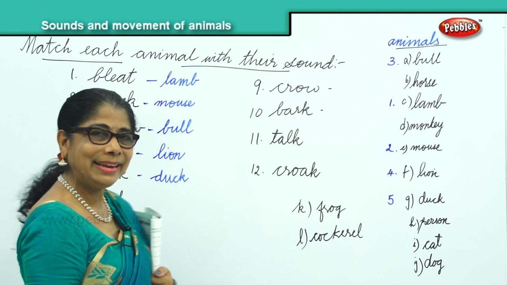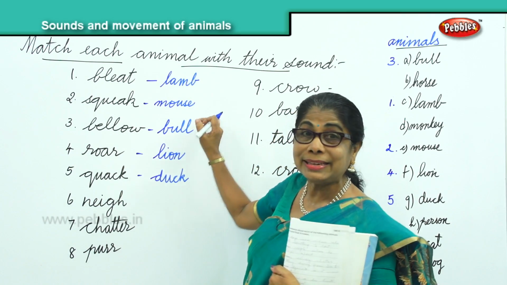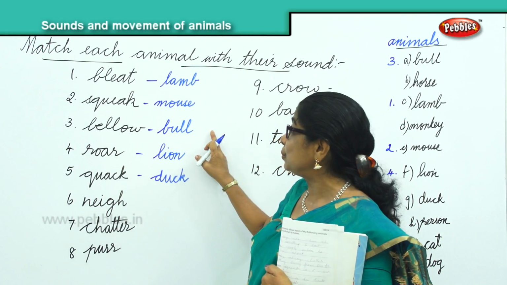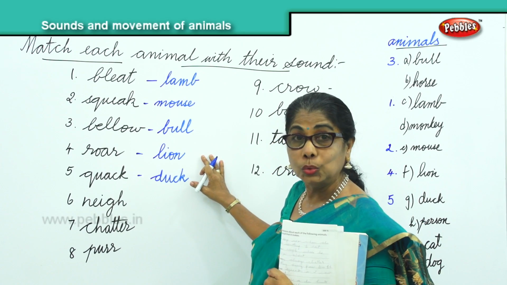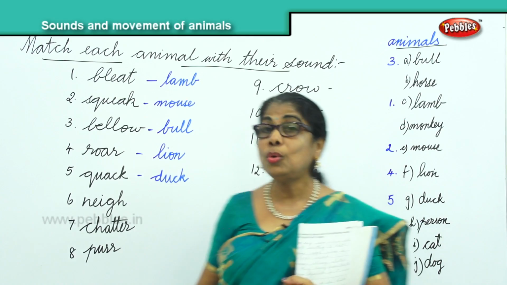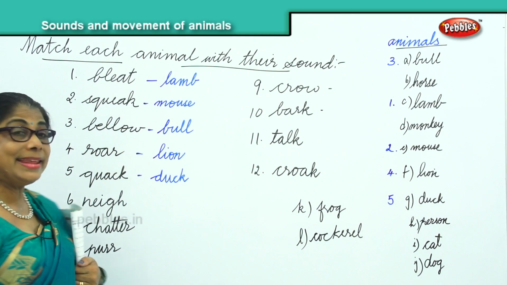Okay, now look at it again. Who bleats? A lamb. Who squeaks? A mouse. Who bellows? A bull. Who roars? A lion. And who quacks? A little duck. Then we have here neigh.